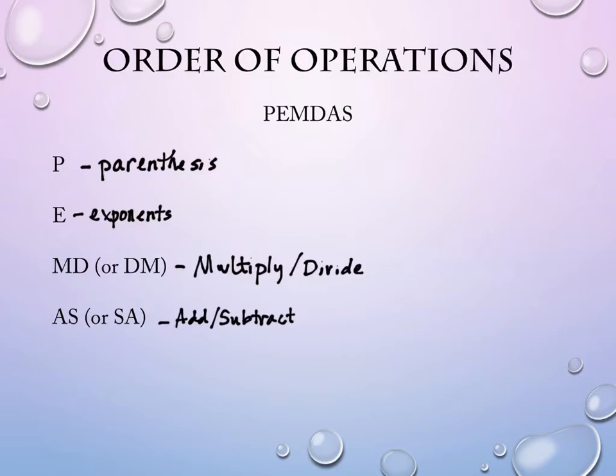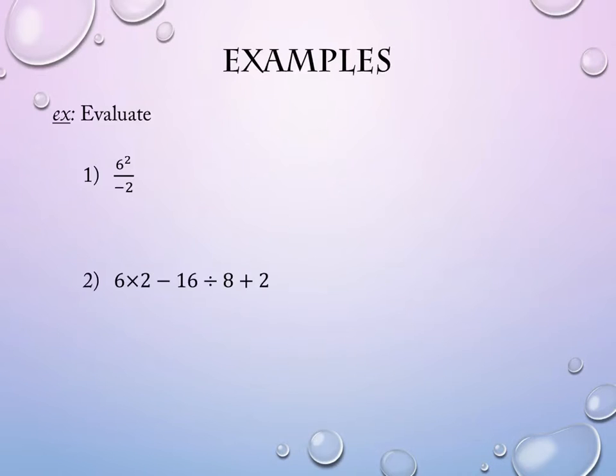So let's do some examples with this. They're going to have parentheses, exponents, multiplication, division, addition, and subtraction, all those things intermixed within different problems. So taking a look at problem number 1, what is the first thing that I will do? Exponents. Exponents come before division. So the exponent here is the 6 squared. What is 6 squared? 36. So I have 36 over negative 2.